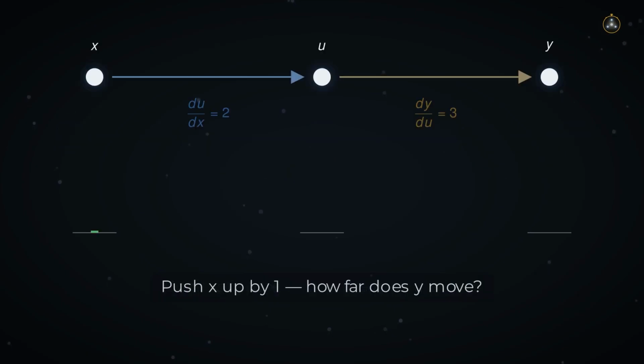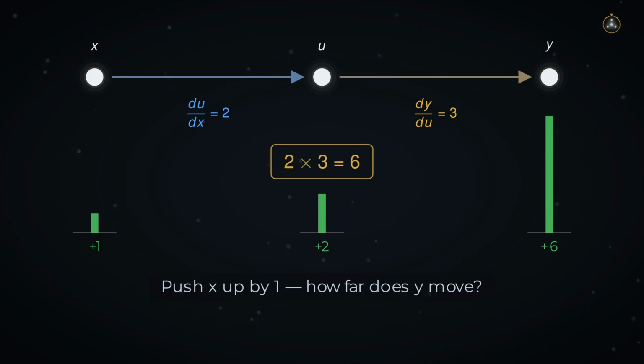Take the simplest chain: x feeds u, and u feeds y. The first arrow has derivative 2. Push x by 1, and u rises by 2. The second arrow is 3, so each step of u lifts y 3 times as much. Push x by 1, and y moves by 6, 2 times 3.